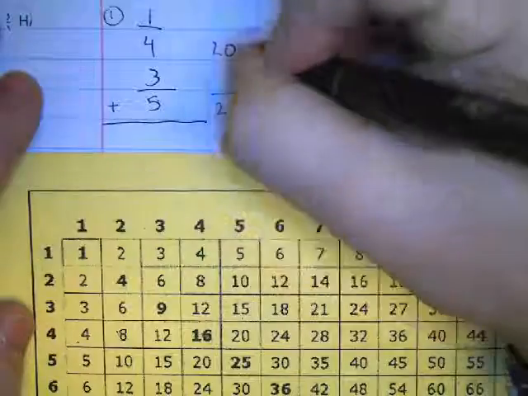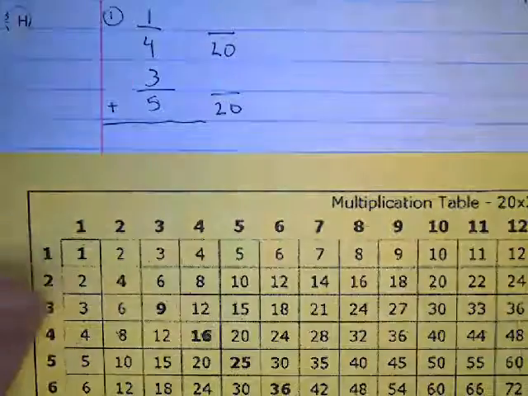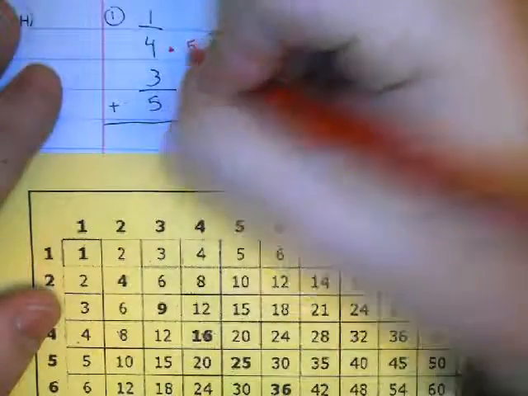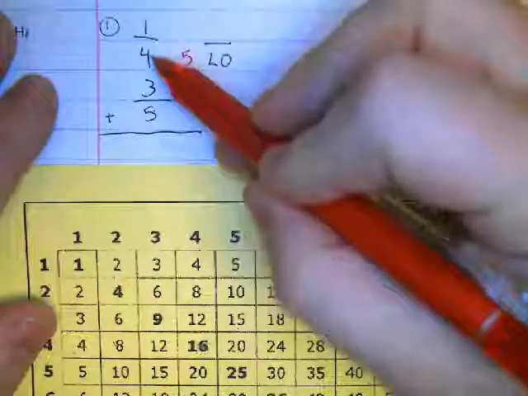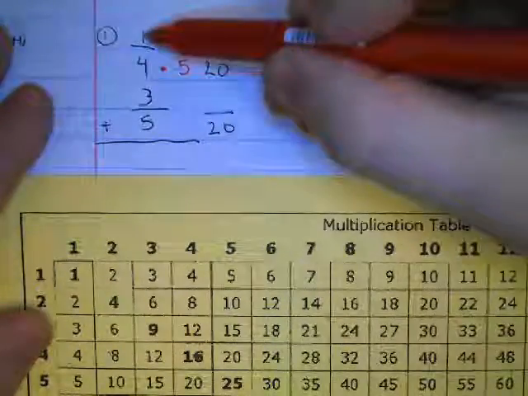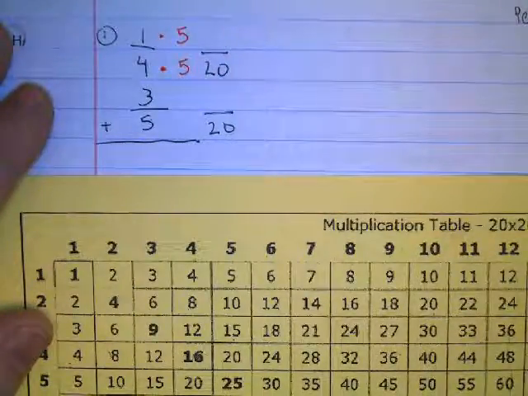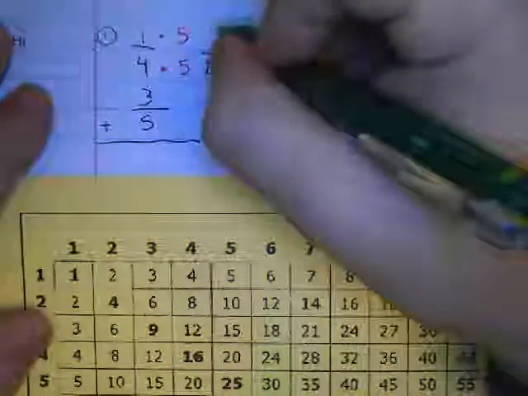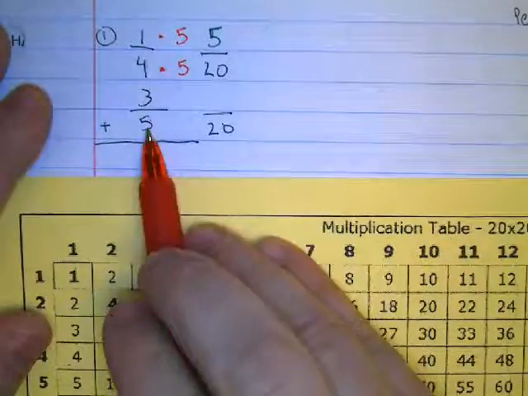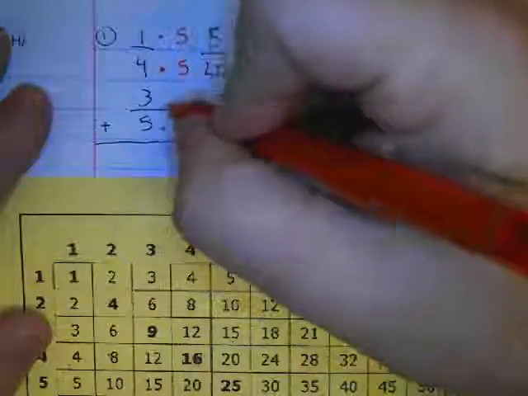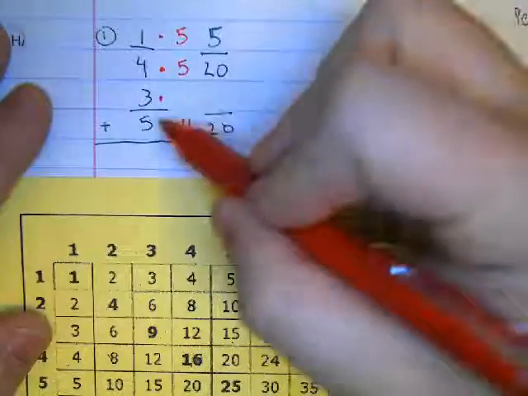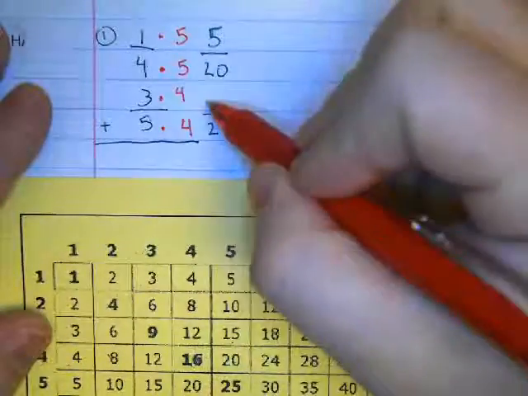So I'm going to build these new fractions. And the idea is, what do I need to multiply 4 by to make it 20? Well, 4 times 5 is 20. And then whatever I do to this bottom number, I have to do the same thing to the top number of that fraction. 1 times 5 is 5. Now I'll do the same thing with this bottom fraction. 5 times what is 20? 5 times 4 is 20. And since I'm multiplying the bottom times 4, I need to multiply the top times 4. So 3 times 4 is 12.